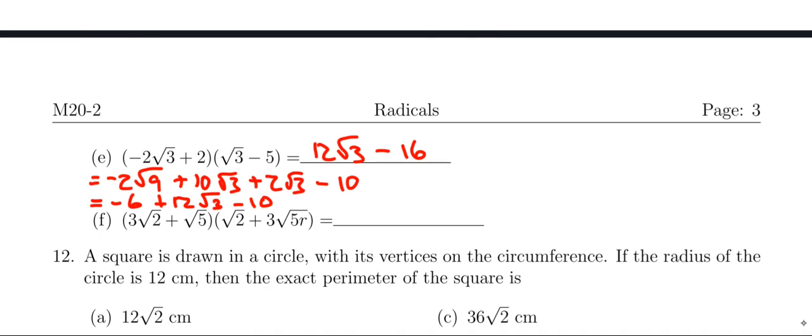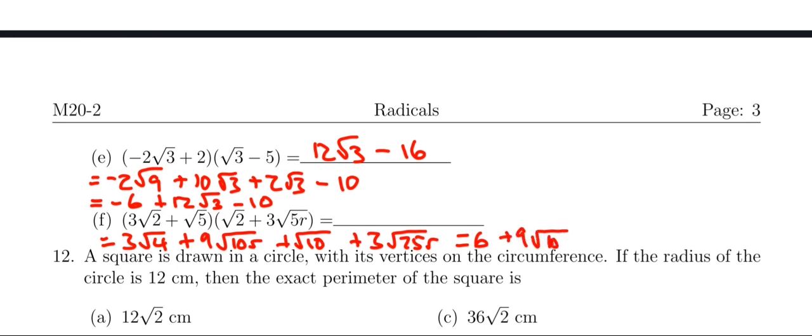And now finally, the last thing I want to do is multiply this out here. This is going to give me 3 root 4 plus 9 root 10r plus root 10 plus 3 root 25r. Now there's actually not a lot I can do there. That root 4 becomes a 2, so it's going to be 6 plus 9 root 10r, can't do much with that, plus the root 10, can't do much with that, but there is a square root of 25 there, and I can pull that out, and it becomes 15 root r. And actually, that is as good as it gets. That is 6 plus 9 root 10r plus root 10 plus 15 root r.